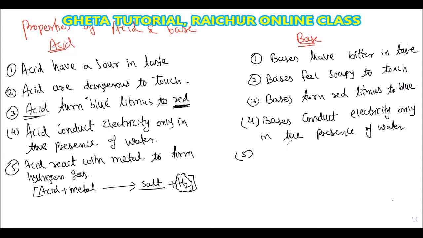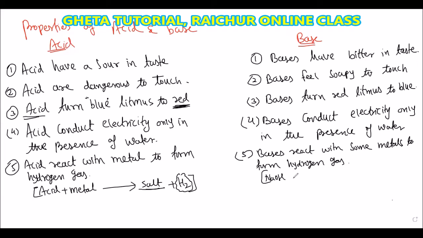But in the case of bases, it's not like that. Bases react with only some metals. Or we can say that some bases react with some metals to form hydrogen gas. Some bases means only sodium hydroxide reacts with zinc metal, and it will form salt plus hydrogen gas. This is one base and one metal.